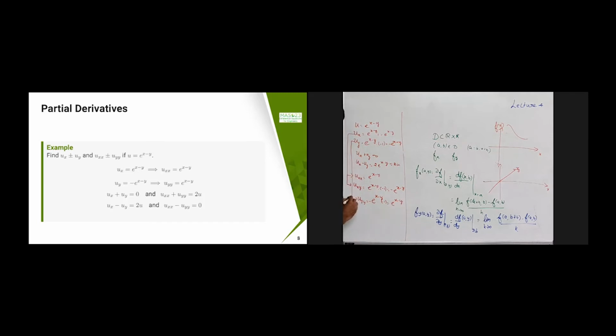If I define uyx, you can see that I have to differentiate with respect to x. I have to differentiate minus e power x minus y with respect to x. Therefore, 1 is going to come. Therefore, this is it. So you can observe that.